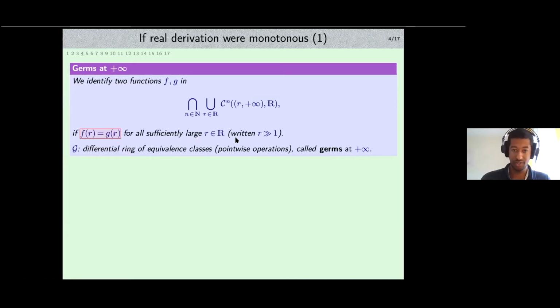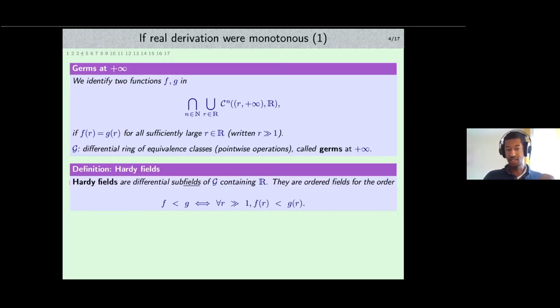So what we do is we take functions that are not really smooth, but for every n, there is some neighborhood of plus infinity where the function is n times differentiable. And since we are identifying functions that are on neighborhoods of plus infinity, it's a little bit like taking smooth functions. So we'll take this differential ring, which is a quotient of this set under this equivalence relation. These are called germs at plus infinity. And we have the pointwise sum, pointwise product, and differentiation of germs as operations. So this is a differential ring.